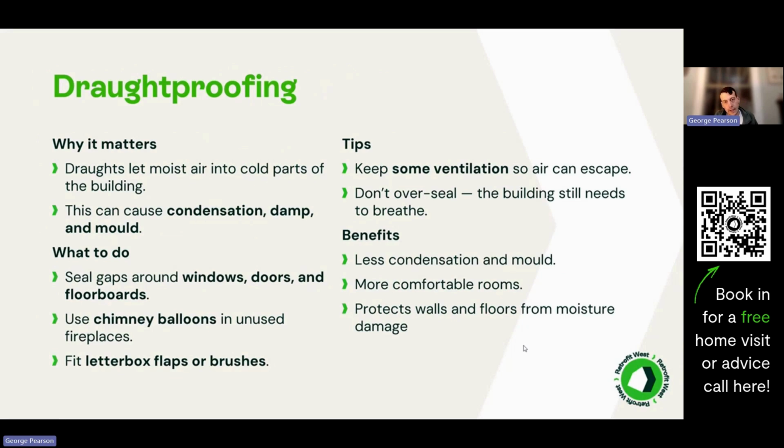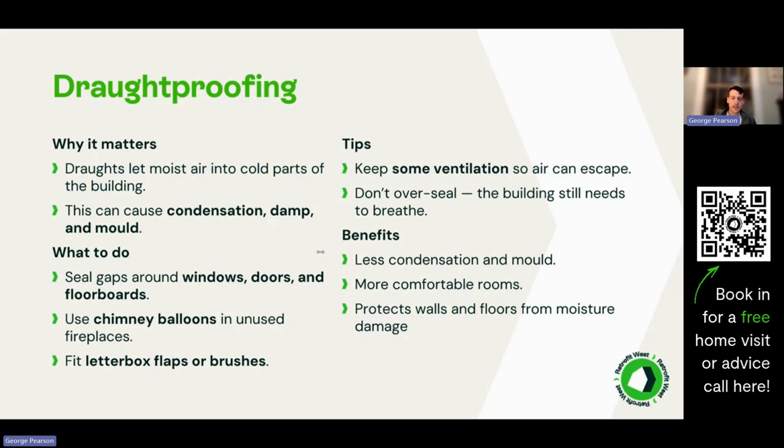So draughtproofing. I'm sure everyone's familiar with this, but draughtproofing is one of the simplest and most affordable ways to help manage moisture levels within a building. Uncontrolled air movement can carry warm, moisture-laden air into cooler parts of the building fabric, where it can then condense and contribute to damp and mould. By reducing these uncontrolled air paths, draughtproofing can maintain more stable internal conditions and prevent moisture from being drawn into or through the walls and floors.